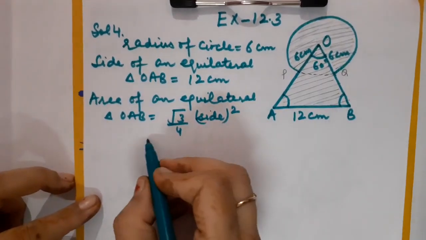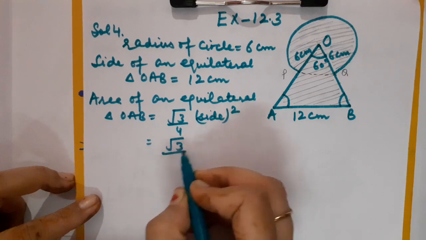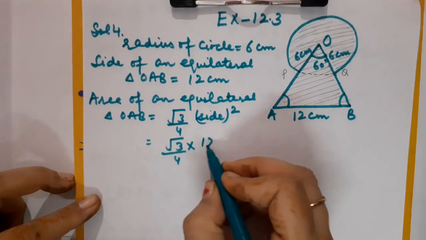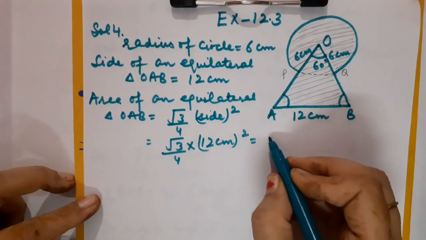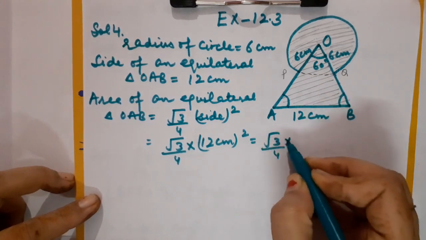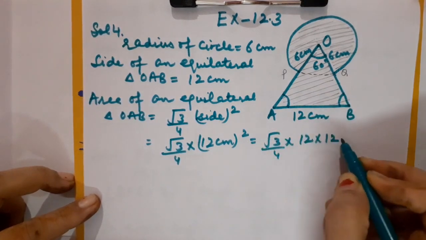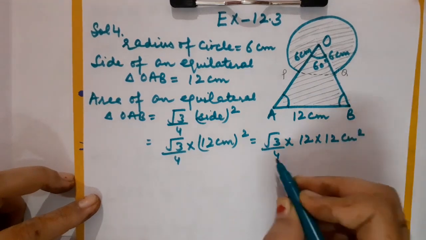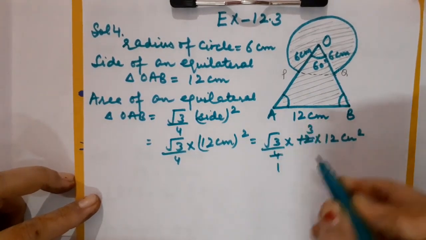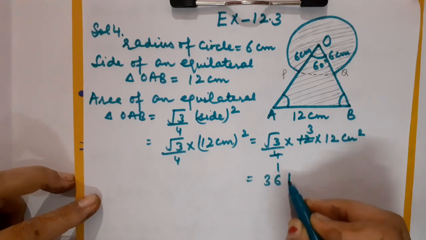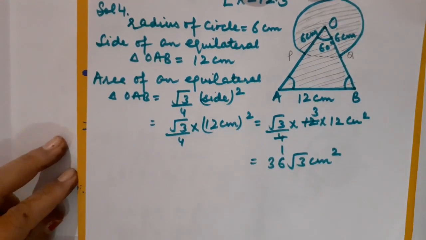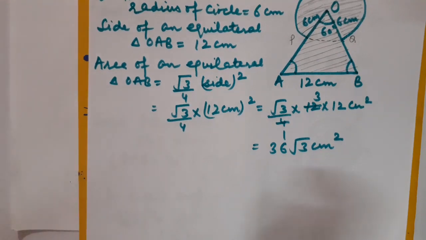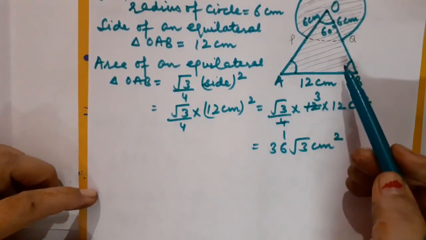So children, it will become root 3 by 4. What is the side? That is 12 centimeter whole square. Correct? So this is root 3 by 4 into 12 centimeter square. Cancel it. You will be getting 36 root 3 centimeter square. Correct? This is the area of the equilateral triangle, which is actually the shaded region.